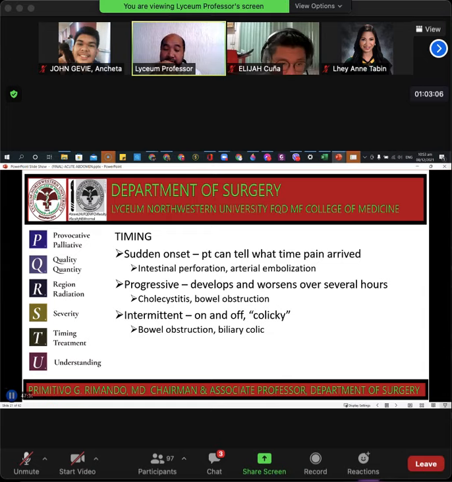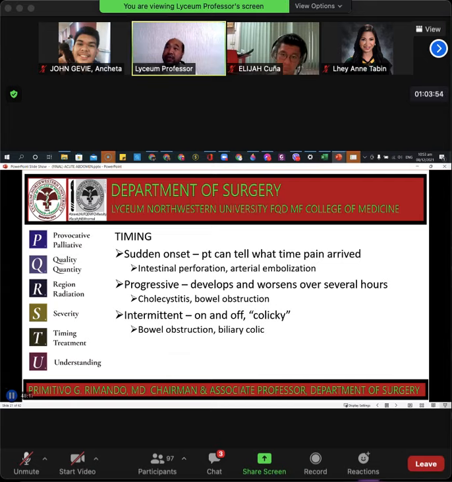Timing. To differentiate this from the onset, timing is to check how the pain actually progressed. Is this pain sudden onset, meaning from zero, it became severe? For example, we see this in intestinal perforation or arterial embolization. The patient was probably watching TV or playing basketball, and suddenly it's very painful. They bring him to the hospital. So it's sudden onset.